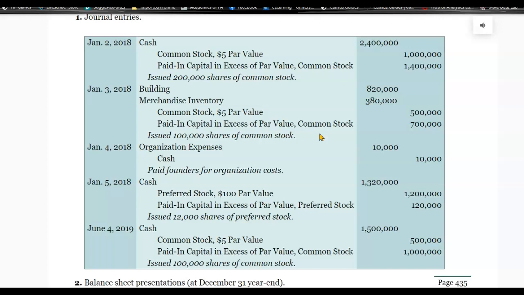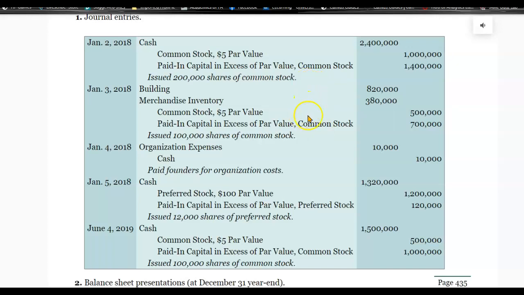$380,000. Again, common stock is still $5 par value, so it's 100,000 shares at $5, so that's $500,000 that is going to be credited to the common stock account. And then because we received $1.2 million for this stock, we received $700,000 more than its par value. And so therefore the paid in capital in excess of par value common stock will be credited with $700,000.